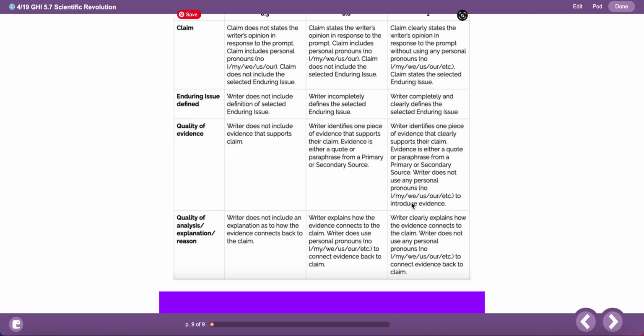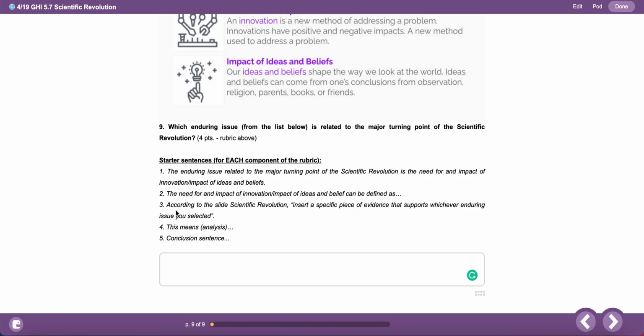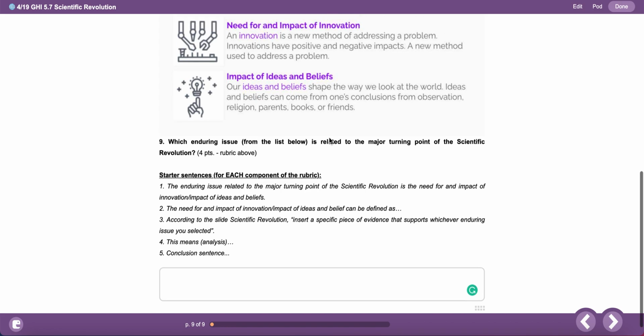Again, you're not using any I, my, we, us, our, any personal pronouns to introduce the evidence. So if you need to, you can use this starter sentence, according to the slide scientific revolution, and then you're going to insert that specific quote that supports whichever enduring issue you selected.